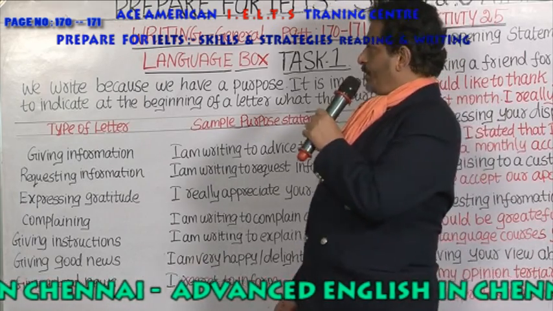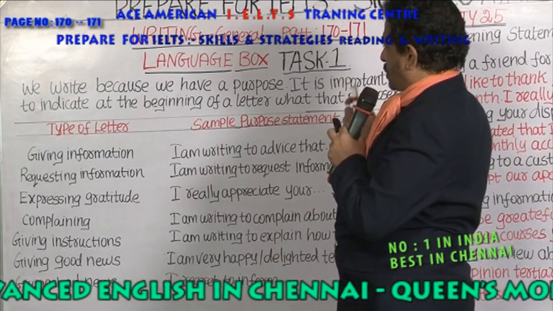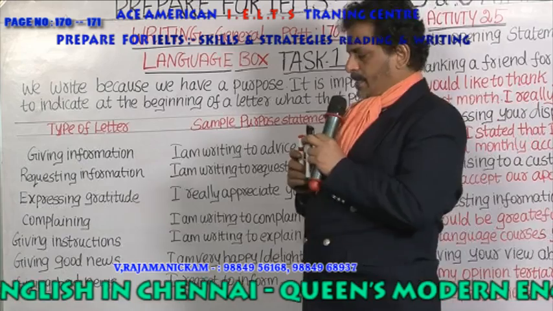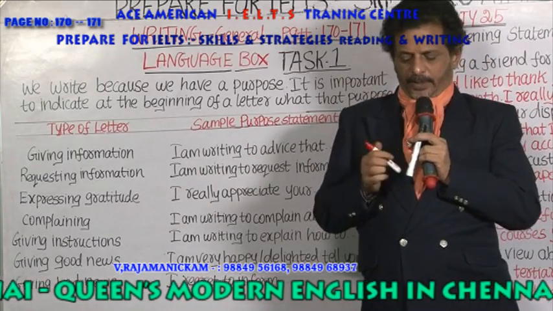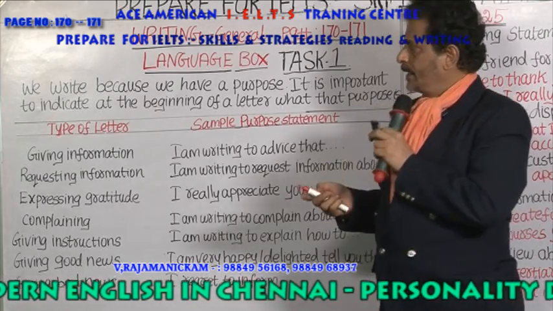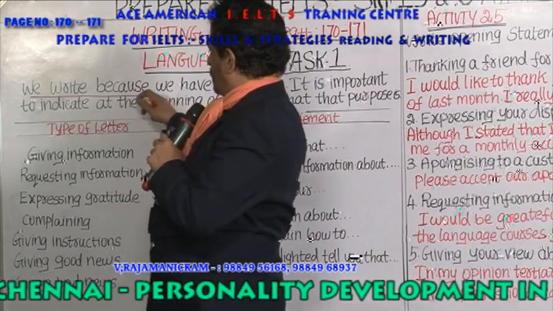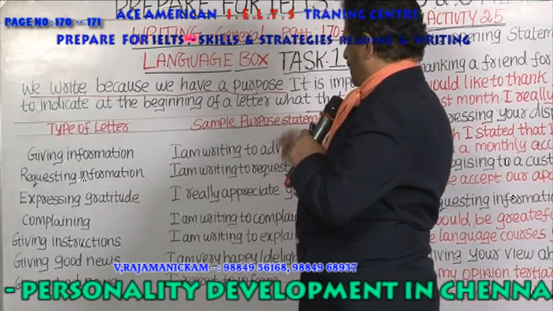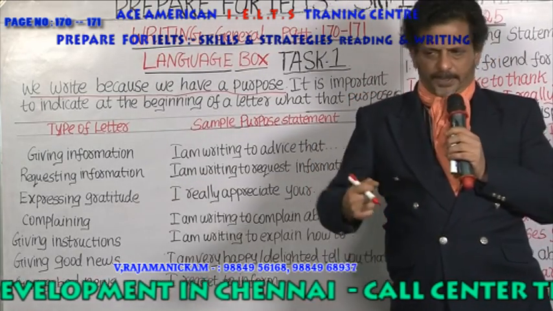So we have come to the general pattern of writing in Task 1, the language box. In Task 1 you have to write 150 words. We write because we have a purpose. When you write a letter to somebody, there should be some purpose, isn't it?